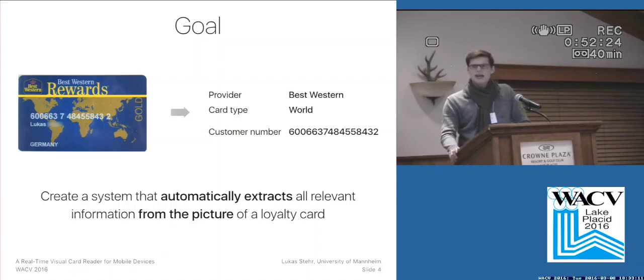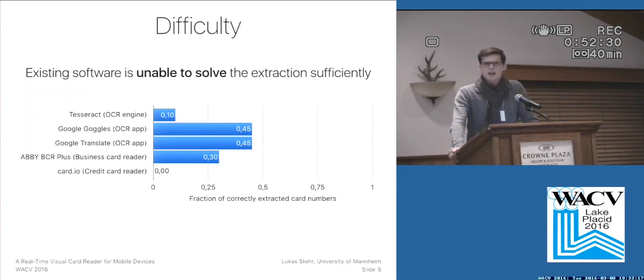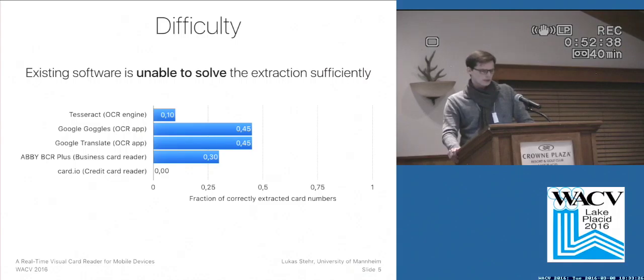which basically is a constrained OCR problem. And OCR is considered a solved problem at this point, but we tested it with a lot of software that does OCR on smartphones. We used Tesseract, a full-blown OCR engine. We tested 2 OCR apps from Google in the area of scene text detection and a special app that is a business card reader and a credit card reader.